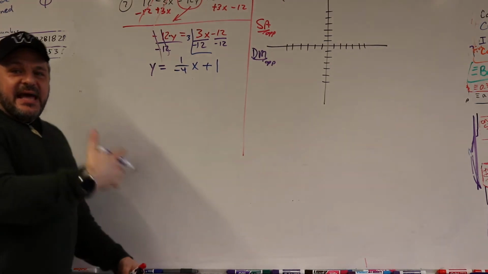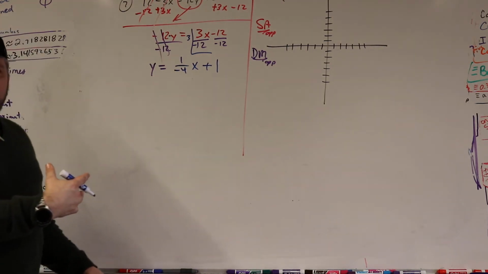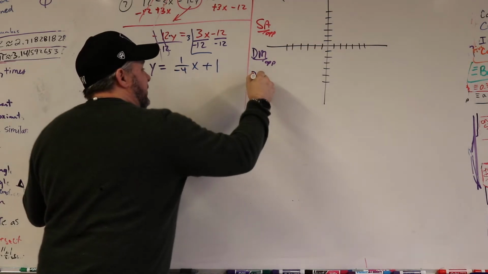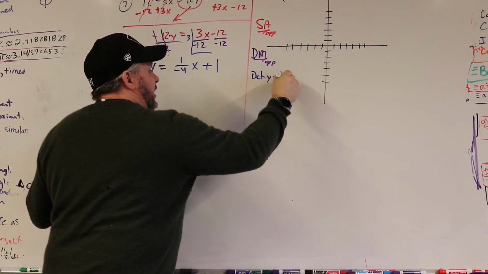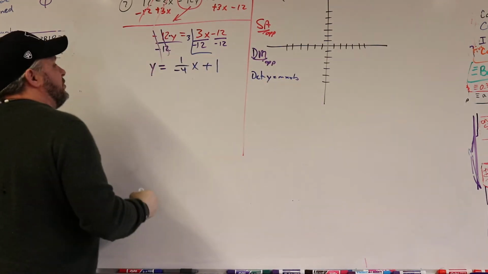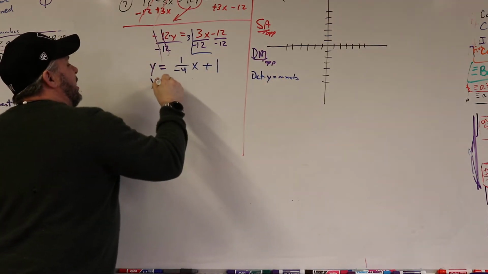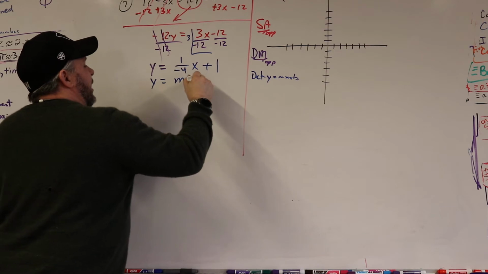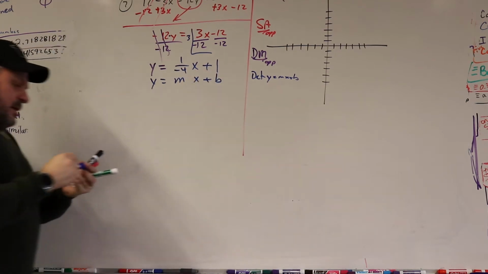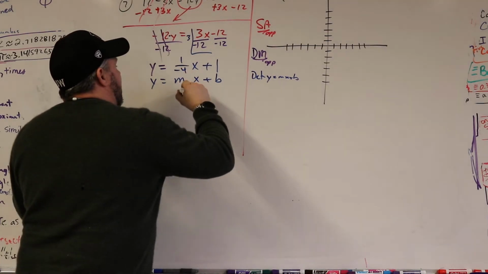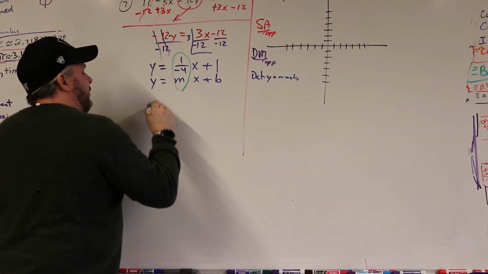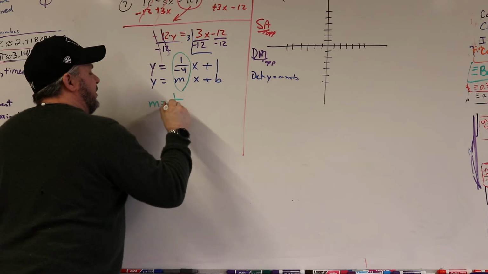So what's our next step? Wait, what is it? The definition of y equals mx plus b. So what we're doing is we're saying, hey, y equals mx plus b, right? So now we're going to go, hey, I'm going to take this. This is m. M is equal to 1 over negative 4.